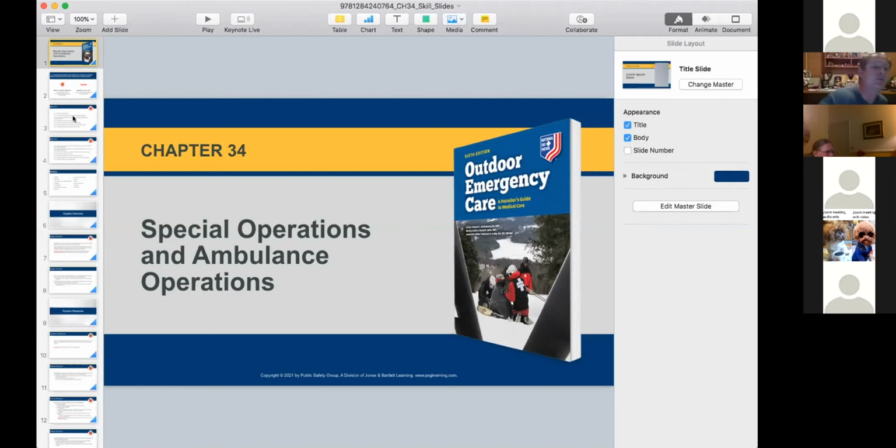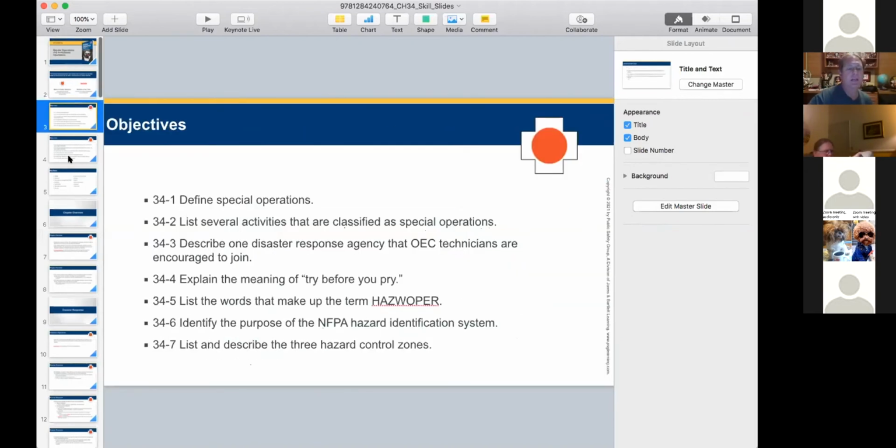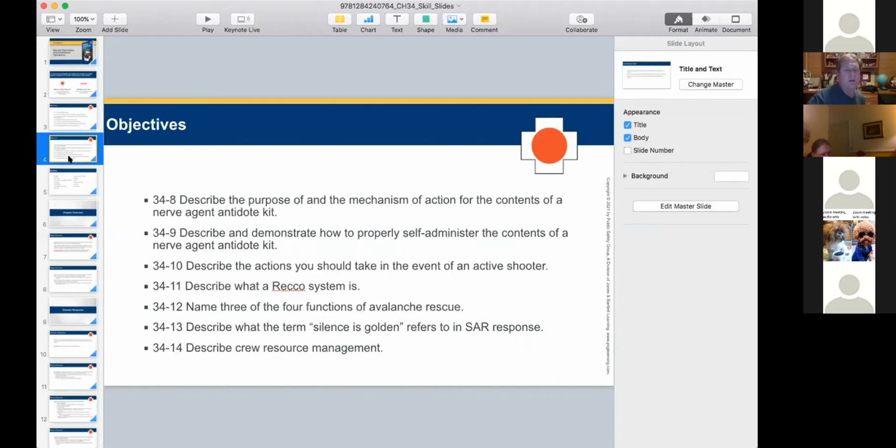All right, let's get through this. Oh, you guys already know that. These are the objectives. You can list those. That's HASWAPPER. Scary word, huh? We'll get to that. We'll go over the words that make up the term HASWAPPER. It's a big fancy word. It's an acronym. FEMA, military, fire departments, they love acronyms. So does the school district.